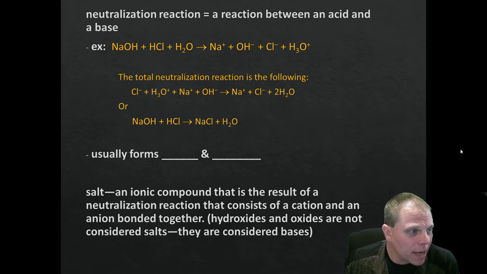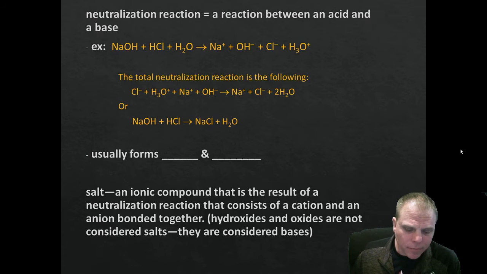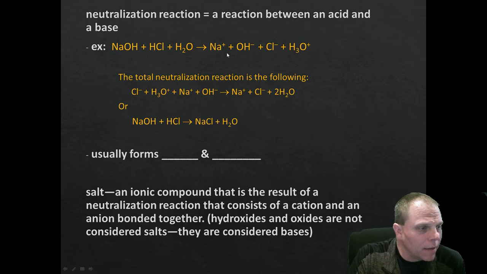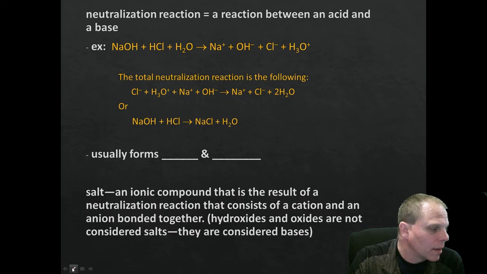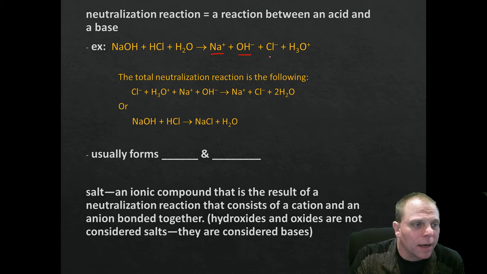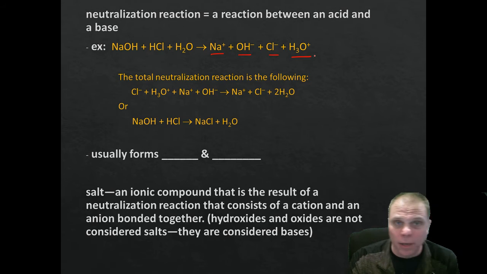Now, we've given you an example here. This is a typical one where you have sodium hydroxide and hydrochloric acid reacting in the presence of water, and they're going to produce the ions. They're going to produce the sodium ion, the hydroxide ion, the chlorine ion, and then the hydronium ion.